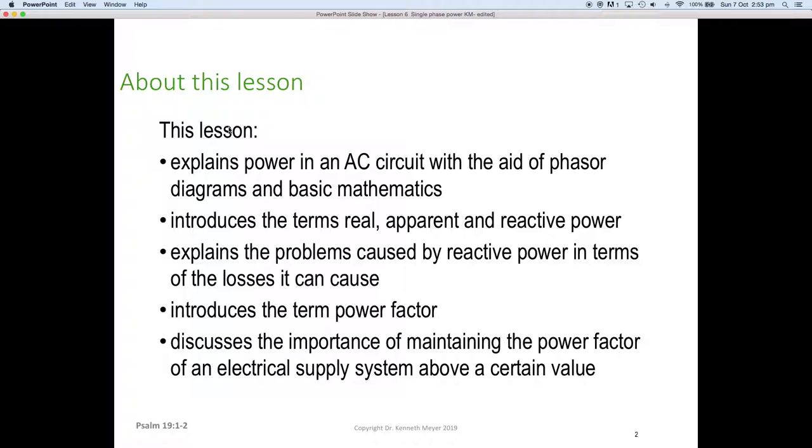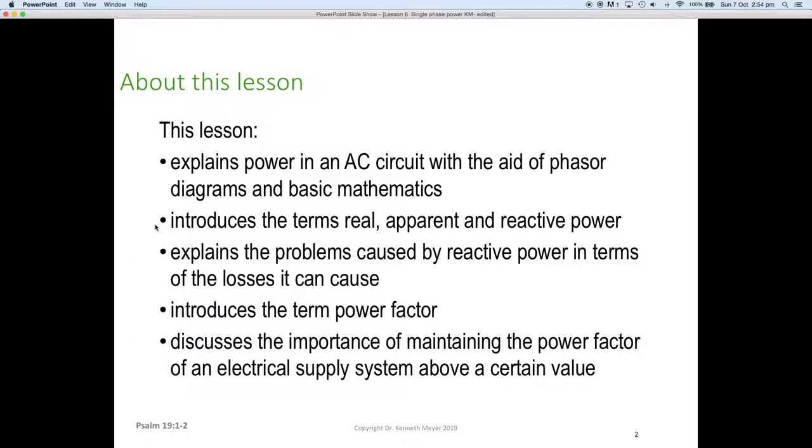So about this lesson, we're going to explain power in an AC circuit with the aid of phasor diagrams and some basic mathematics, the kind of stuff that you're probably well and truly used to by now. We're going to introduce the terms of real, apparent, and reactive power. We also sometimes say true power as for real power. And we're going to explain the problems caused by reactive power in terms of the losses that can occur and some of the problems that creates.